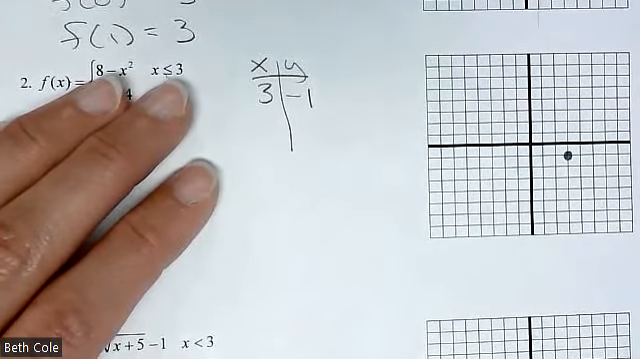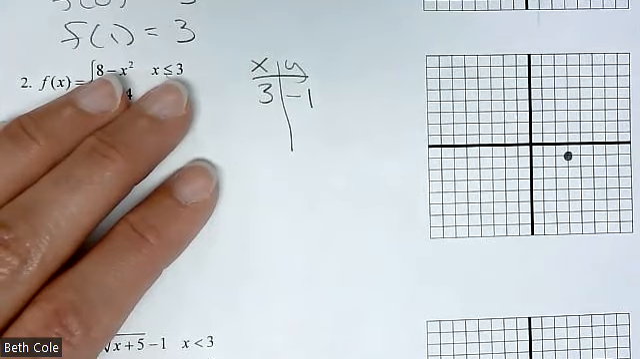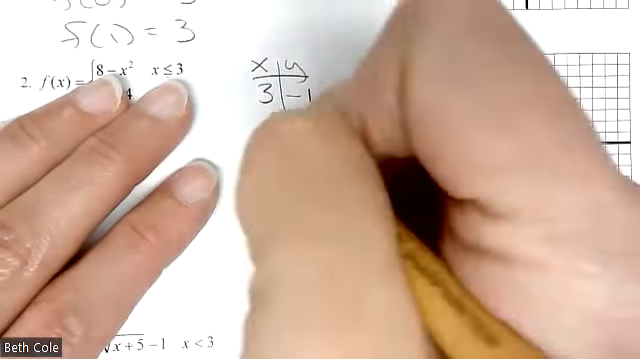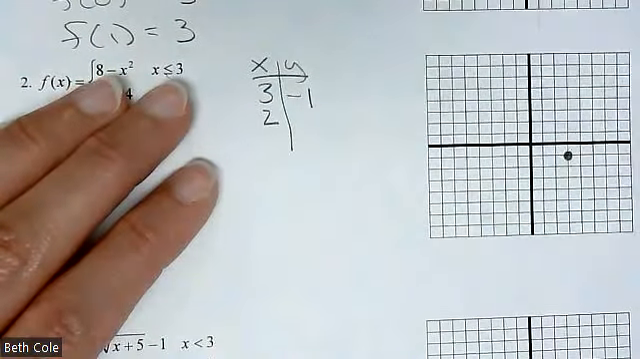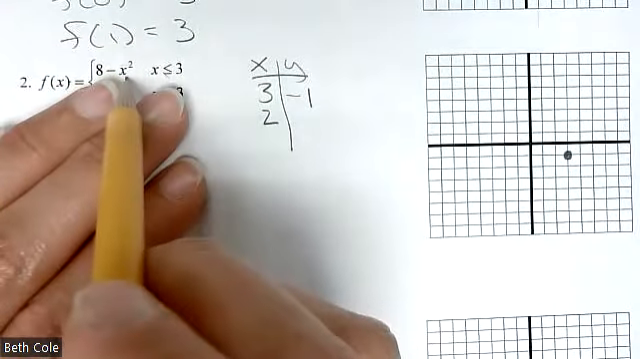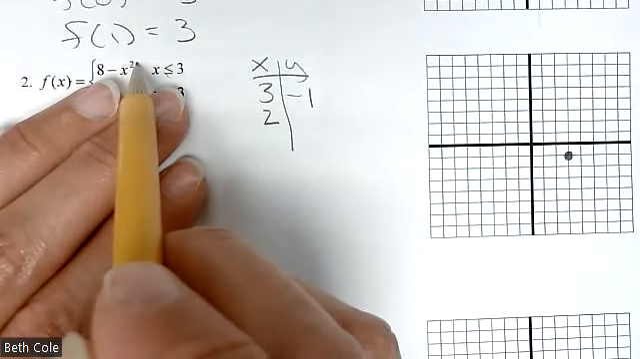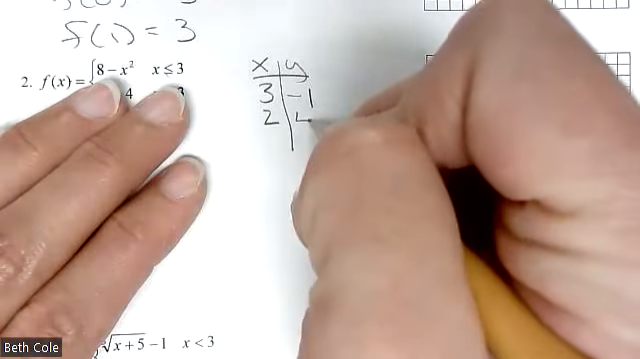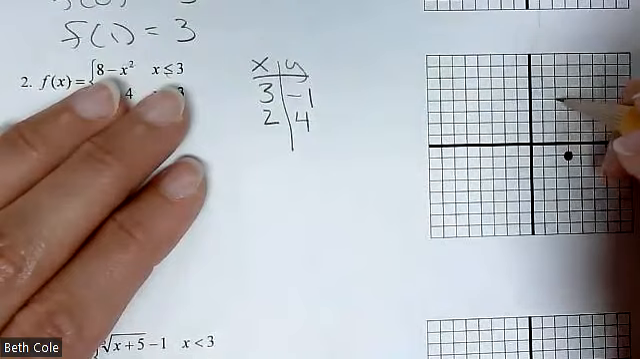Can I plug in 4? No, why not? It's more than 3. So I have to go the other direction. So let's do 2. If you plug in 2, what are you going to get? 2 squared is 4. 8 minus 4 is 4. So 2, 4.